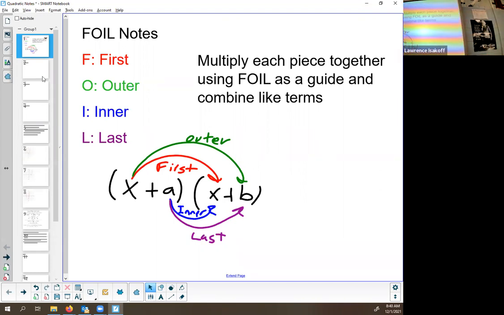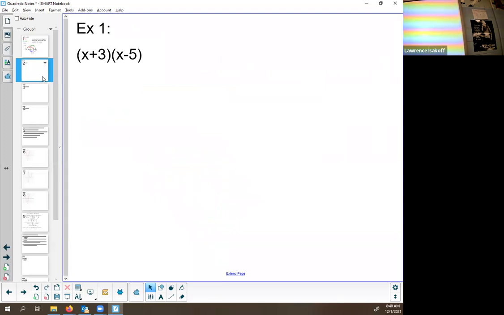I think we're ready to look at this in motion. So the first example here just says x plus 3 times x minus 5. So all I'm going to do is again follow FOIL here. Now I'm going to write out every little piece here. Some of you may say, well, writing the FOIL every single time seems to be a little much. If you're fine with just using the arrows and then combining like terms, it's absolutely fine.